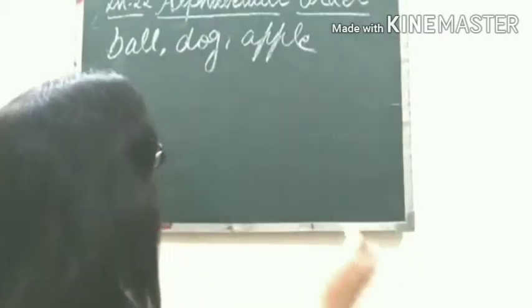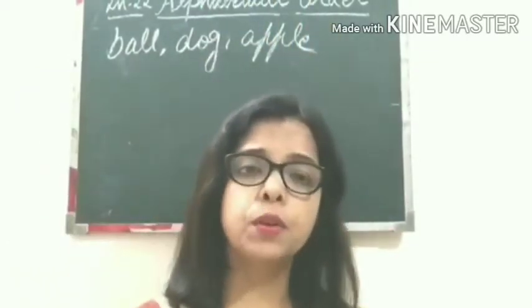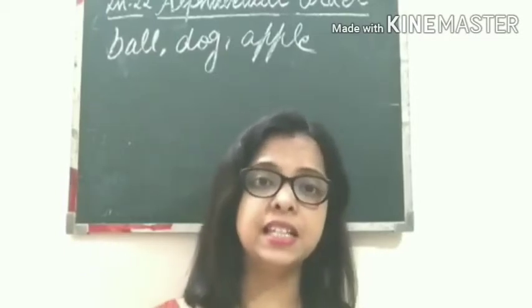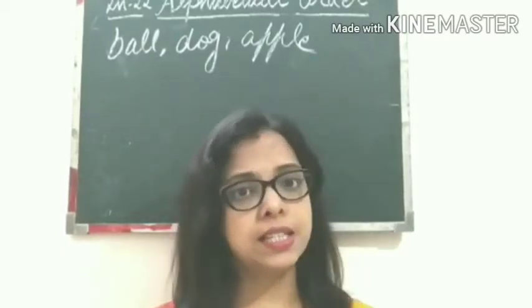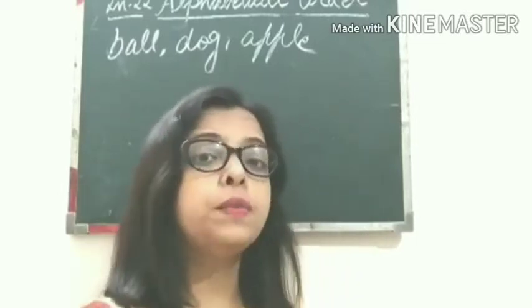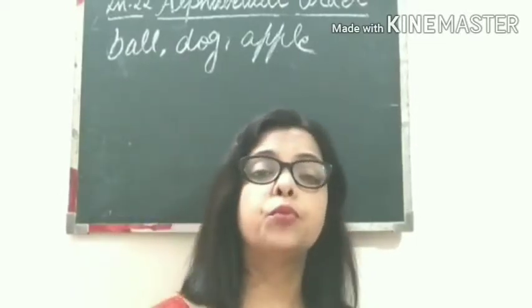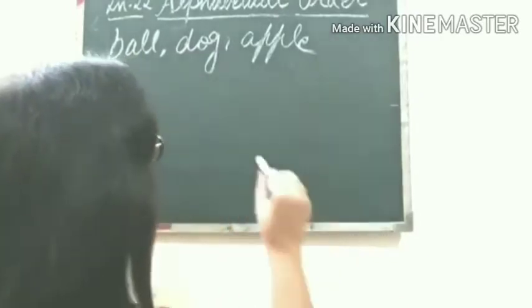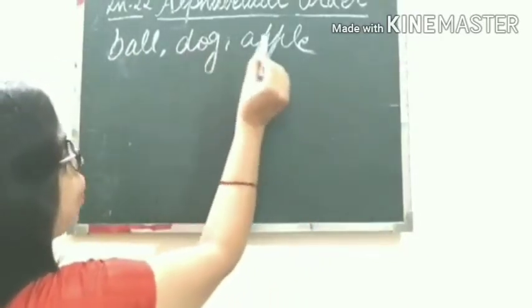So children, alphabetical order. Alphabetical has come from the word alphabets, right? Alphabets you all know, A, B, C, D, E, F, G till Z. It is all called alphabets or letters. So order means what? To write something in a proper sequence, in proper order. Suppose I have written the words ball, dog, apple.